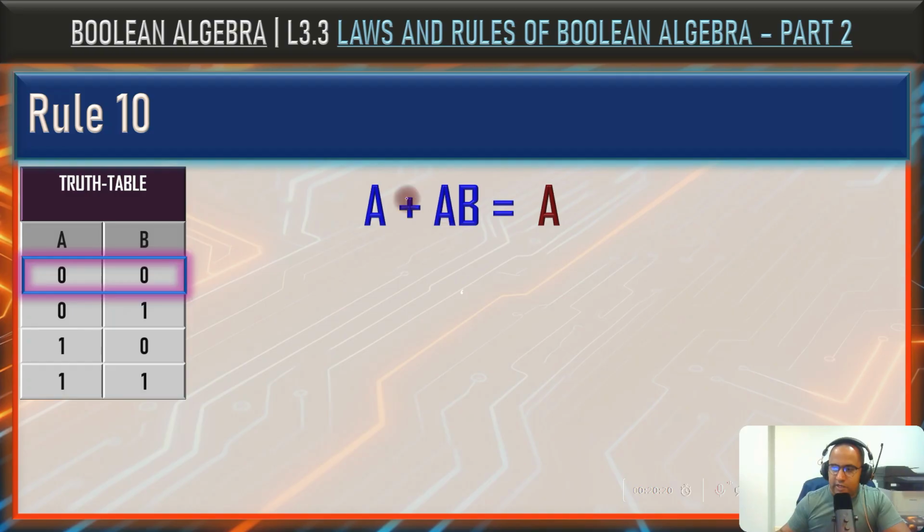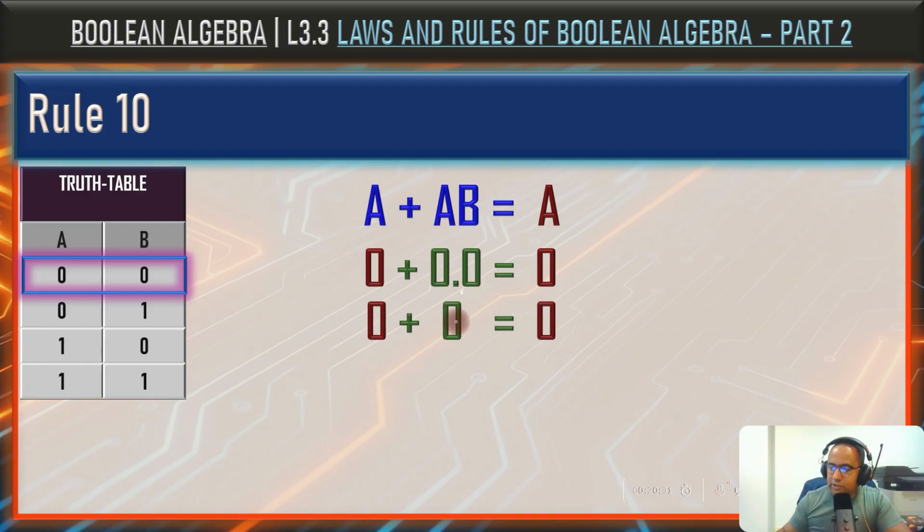Substituting these values into the expression a plus a times b, we get 0 plus 0 times 0. And that equals 0 plus 0. And that equals 0. Okay, so the result matches the value of a.